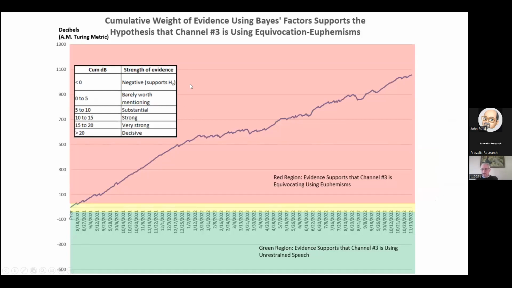I said, okay, I've got two: channel 1 and channel 2. And now I'm introducing a channel 3 to test what they say. Are they on one side or another? A purely unbiased or non-feeling one would be a straight line across the yellow here. But this one is clearly showing a red region. It tends to be equivocating. Looking at all the daily posts and accumulating this evidence using a Bayesian measure, if it's greater than 20 dB, that's a decisive measure.